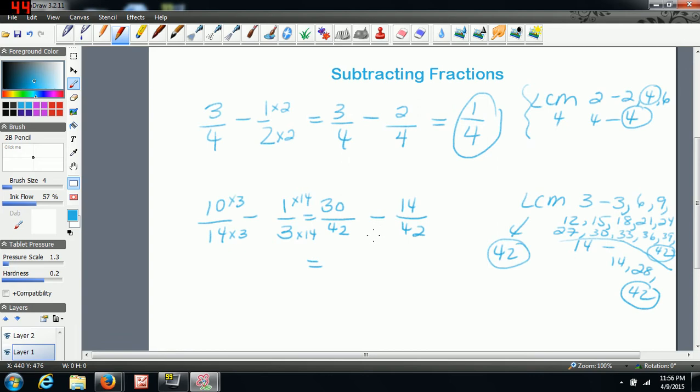At that point, I can go ahead and subtract. Because I have the same number on the denominators, I can go and subtract the numerators. So 30 minus 14 is 16. Now at this point, we don't leave our answer in this form. We always have to see if we can reduce our answer any further.